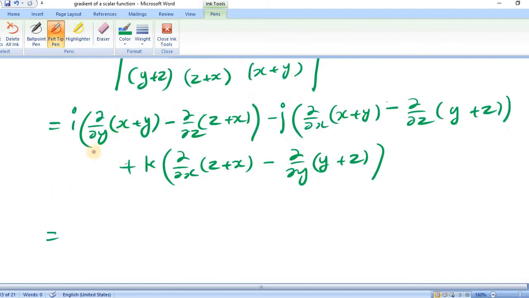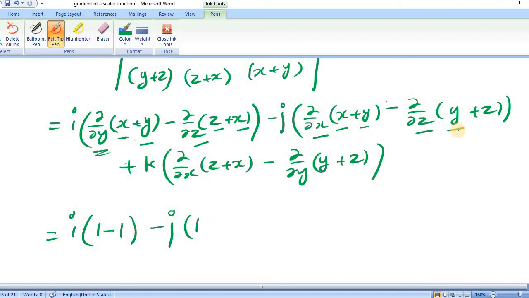So here we can say del upon del y operated on x will give you a 0, and del upon del y operated on y will give you a 1. So this is 1. Here del upon del z operated on z will give you a 1. Del upon del z operated on x will give you a 0. So this is 1 minus 1. Next, minus of j. Del upon del x operated on x will give you a 1, and operated on y will give you a 0. So this is a 1. Then again del upon del z operated on y will give you a 0, and operated on z will give you a 1. So this is 1 minus 1.